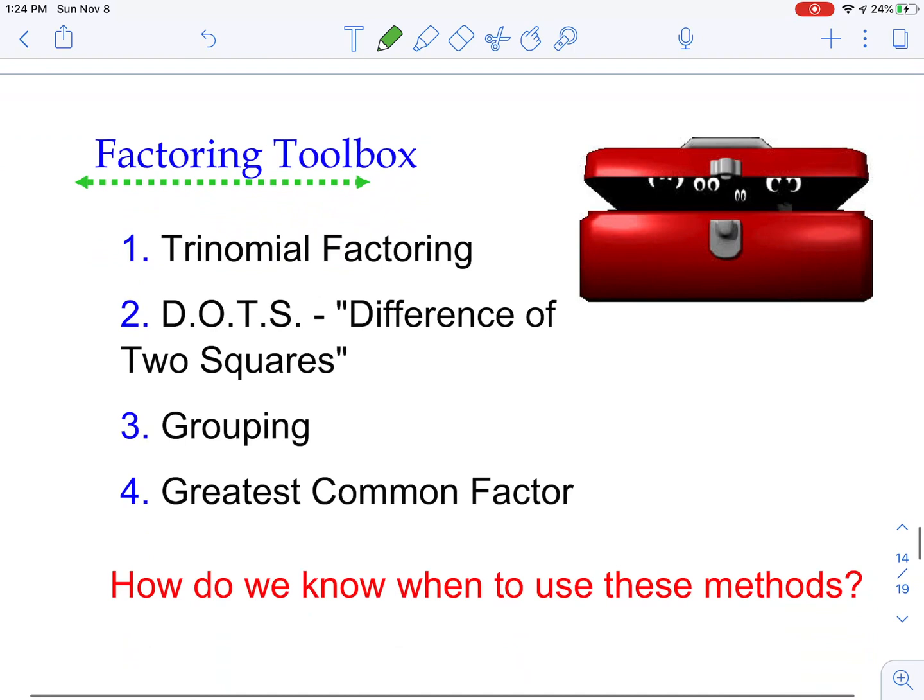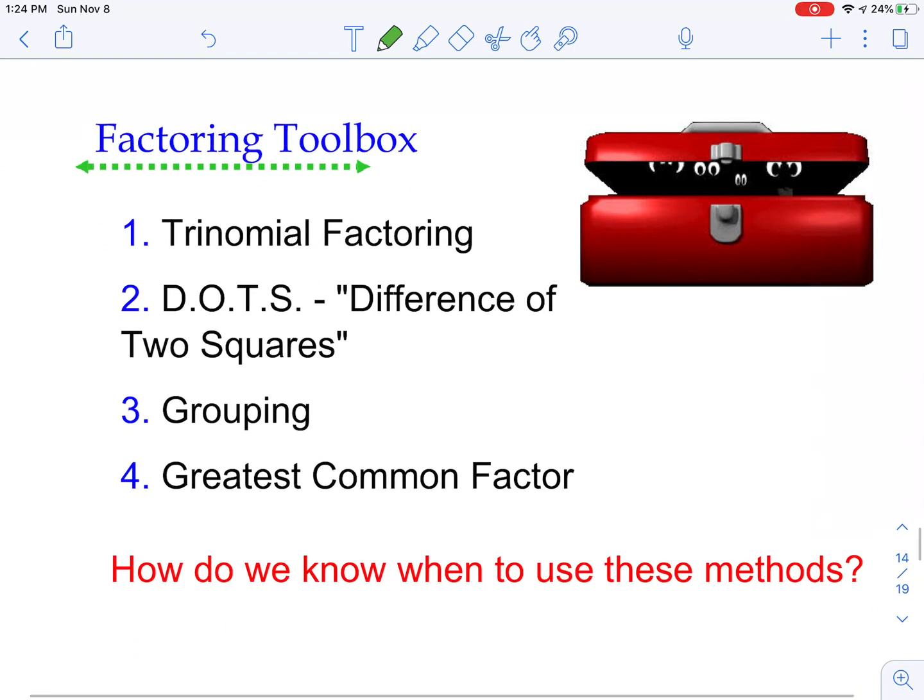So there you have it. We have approached all of our factoring techniques from our factoring toolbox. On day 1, we talked about trinomial factoring and also perfect square trinomials.